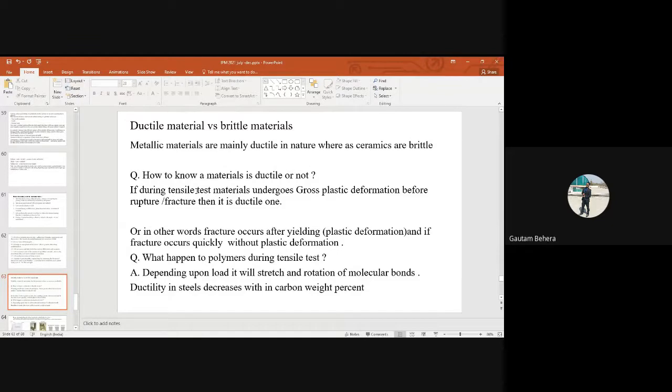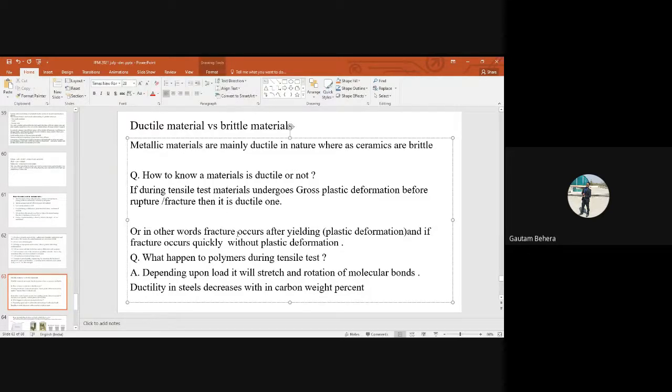But if you do a tensile test and the material fractures easily without any gross plastic deformation, it is a brittle material. There is a particular kind of test we do called the tensile test. This is not the right time to discuss that. In a tensile test, we basically apply a tensile load on the material, right? Tensile load, you can understand in a simple way: we are pulling it at two ends.